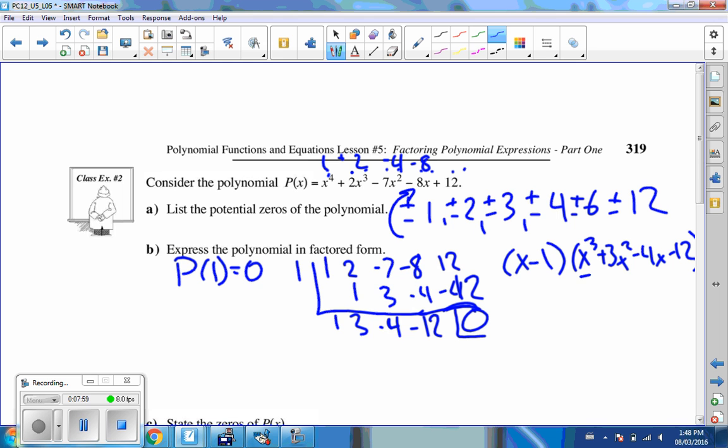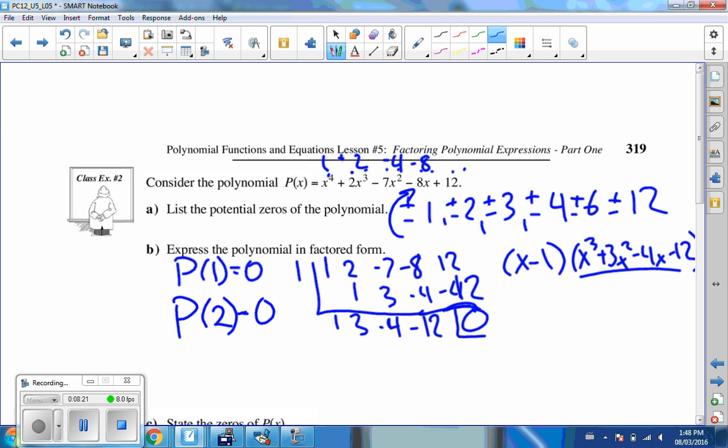Now I got to find another 0 of this thing. So I go back to my drawing board, pick another one. I'm thinking maybe 2. Feeling like 2 might just do it. 2 cubed is 8. 2 squared is 4. 3 times 2 does. So it's x minus 2. P at 2 is also 0.